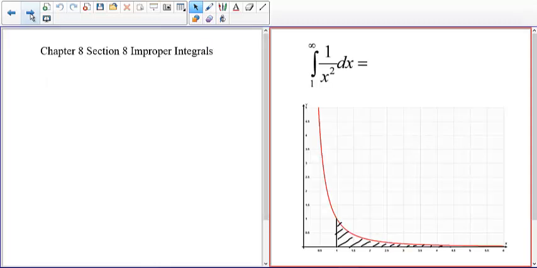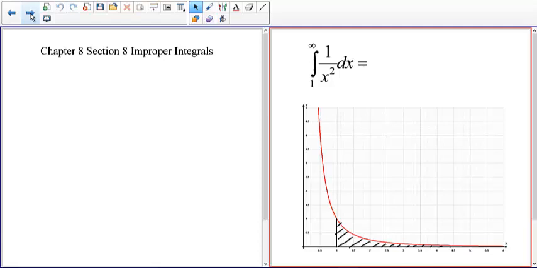And these involve definite integrals. So what I've got here is I asked the question, what is the integral from x equals 1 to x equals infinity of 1 over x squared dx? So if you plot the function, it looks something like this. And so the definite integral is the area underneath the curve.